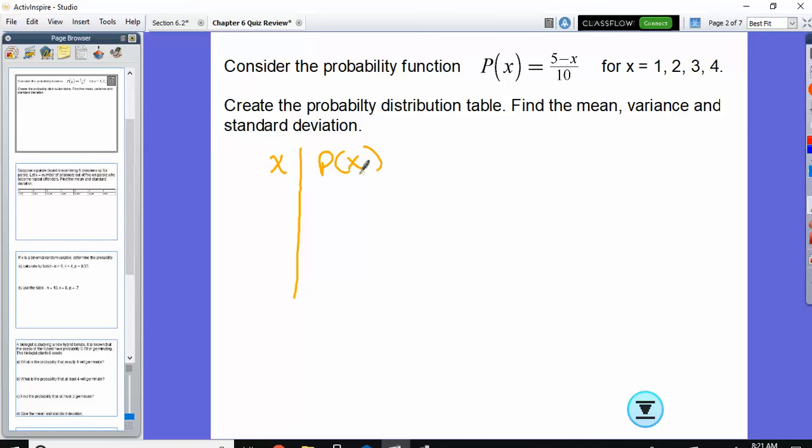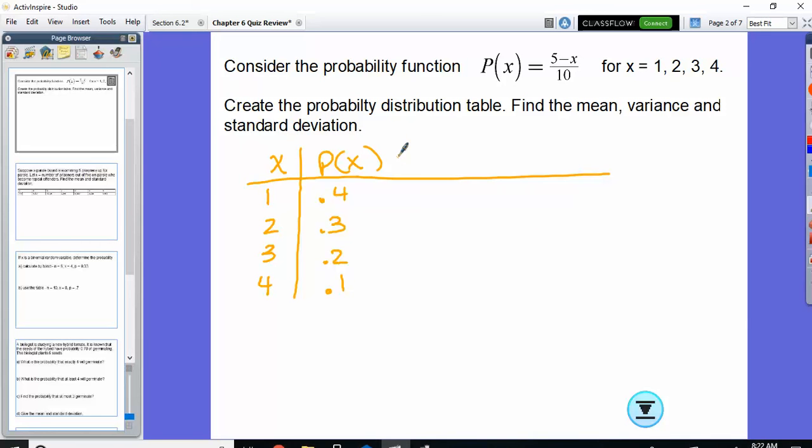Make a table. My x's are 1, 2, 3, and 4. So if I plug in 1, I get 4 over 10, so 0.4. If I put in a 2, I get 3 over 10, so 0.3. 3 gives me 2 over 10, so 0.2. 4 gives me 1 over 10, which is 0.1. If it's a probability distribution, all of these have to be between 0 and 1, which they are, and they have to add up to 1, which they do.